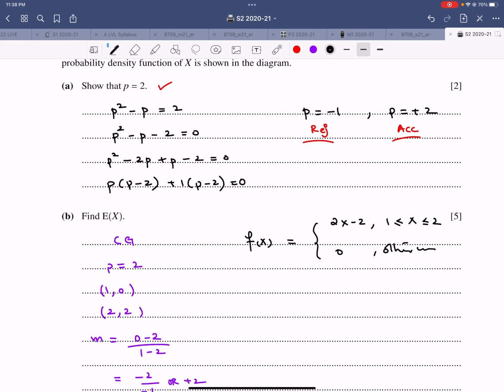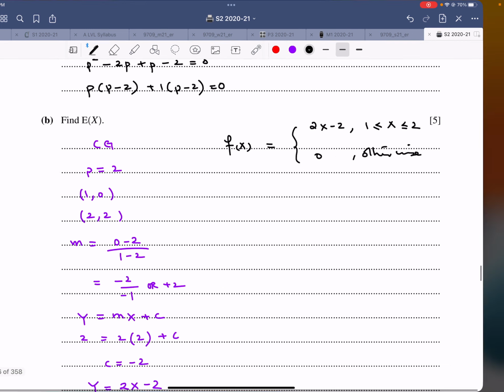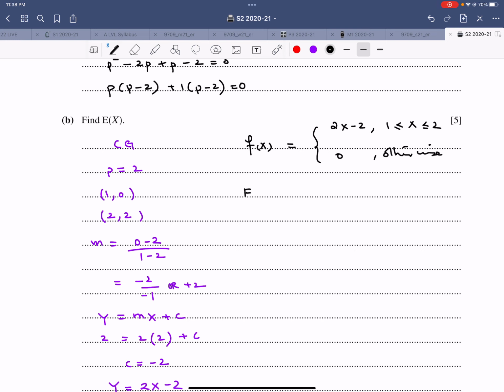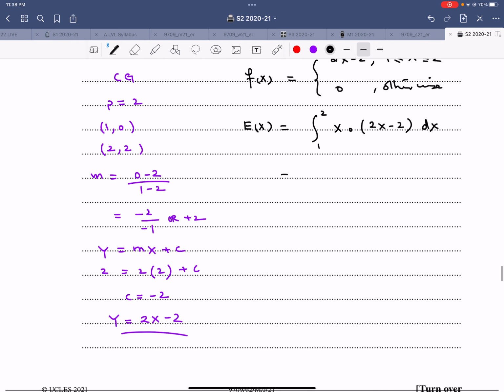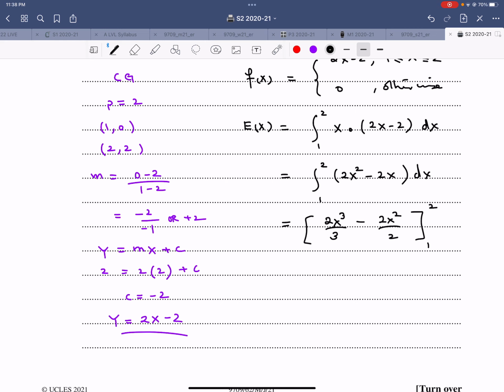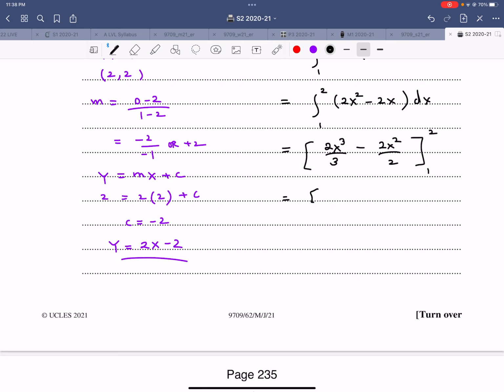So what is the expectation of x? Expectation of x is integrate between the limits 1 and 2, and don't forget to multiply by x, the original function, which is 2x minus 2 dx. First multiply, then integrate. So limits are still intact. 2x square minus 2x between the limits 1 and 2. That is 2x cube over 3 minus 2x square over 2 between the limits 1 and 2. And then you would simplify, something minus something, and that will be the value of expectation of x.